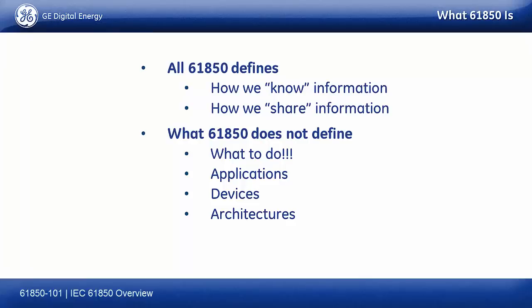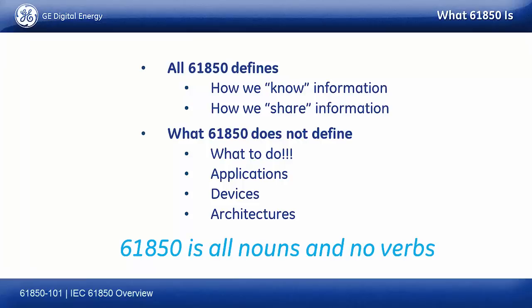What it does not do is define what to do. It doesn't talk about applications, devices, or architectures, or any of that. That's a user decision as to what to do. It talks about the mechanisms for knowing and sharing information. And I talked to a guy in the industry who described 61850 as all nouns and no verbs, because all it talks about is how to do something, not what you can do with it. I thought that's a pretty good description of what 61850 is.